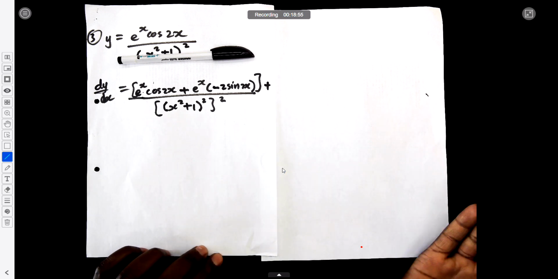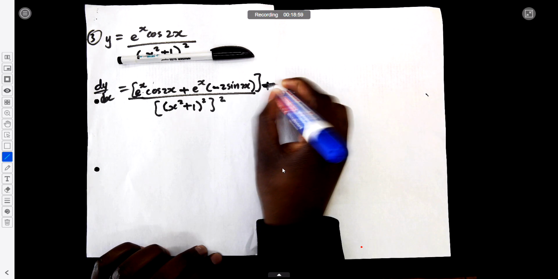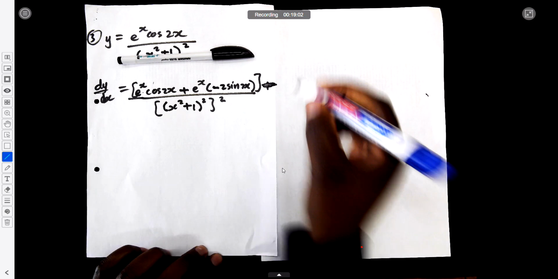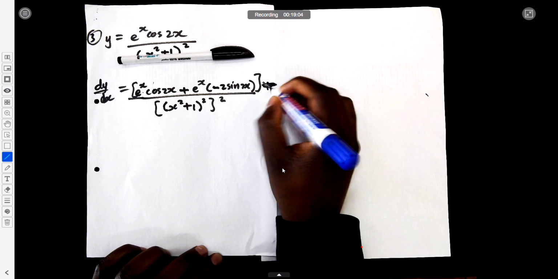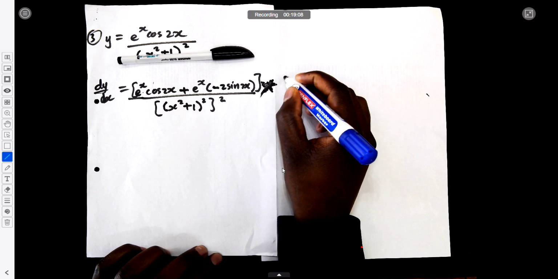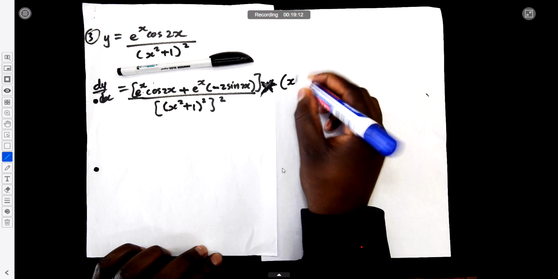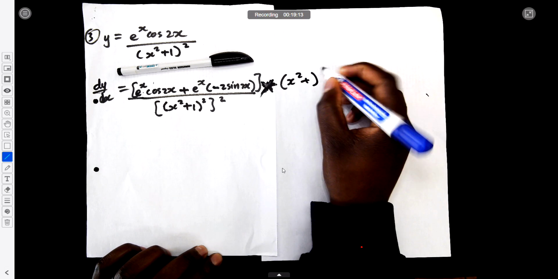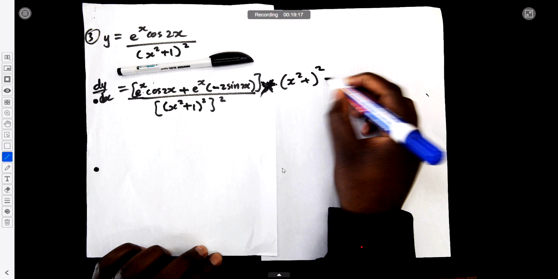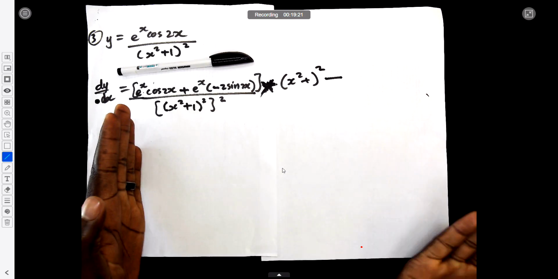Did I say plus? I must say minus. In quotient rule, it's minus. So here I was just derivating this, and I'm forgetting to multiply by the denominator, isn't it? So we need to multiply by the denominator, which is x squared plus 1, all to the power of 2. Therefore, we can say minus, because this is the derivative of the numerator multiplied by the denominator.